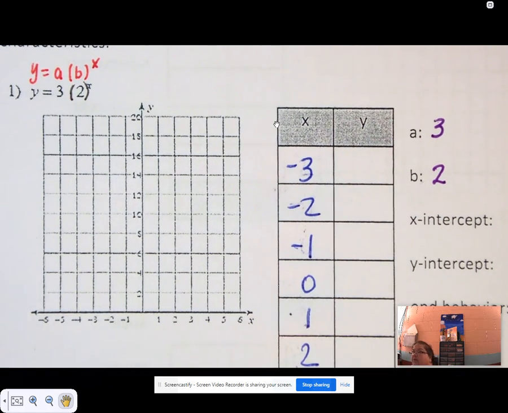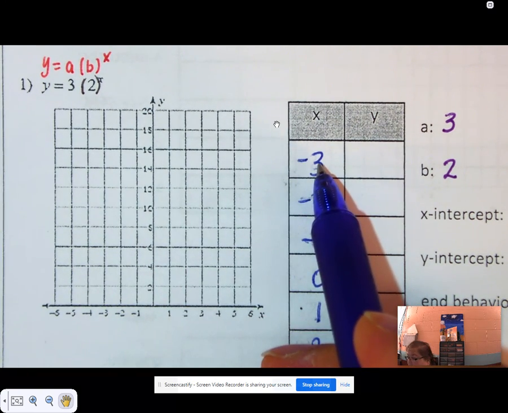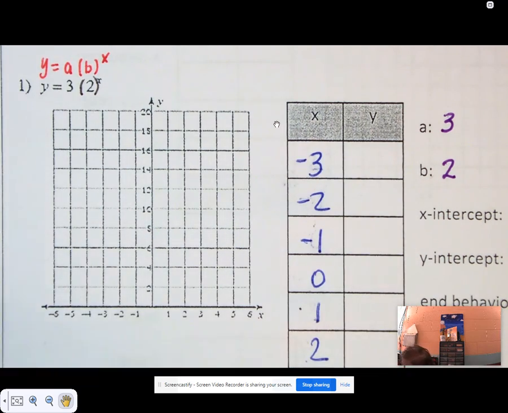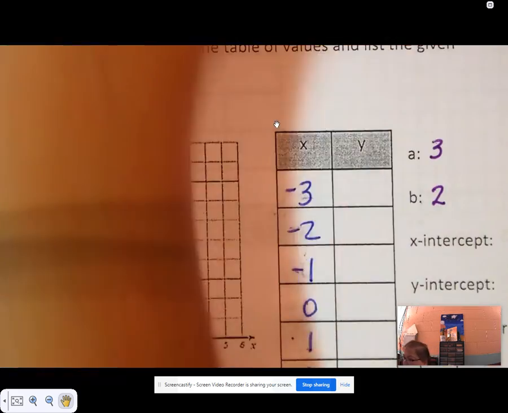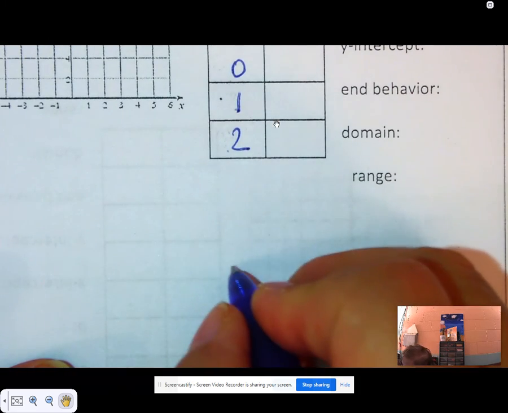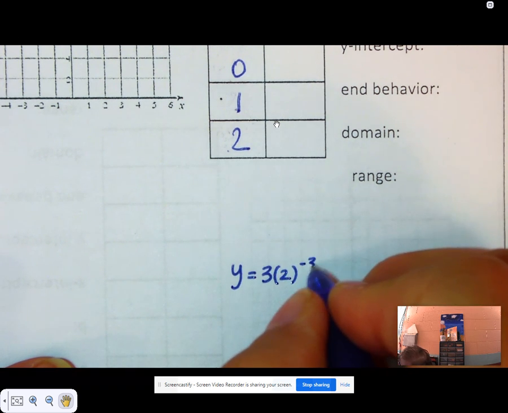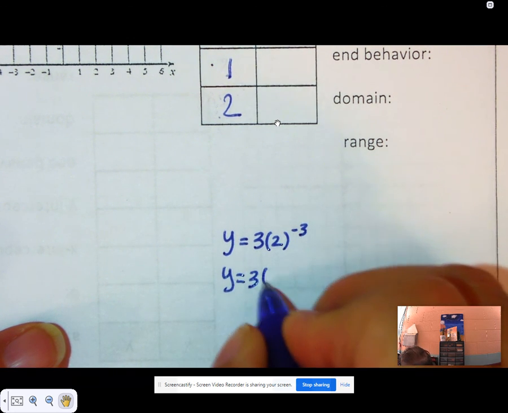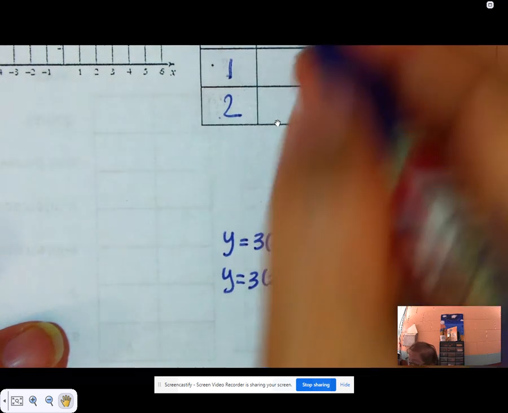Well, where there's an x, we're going to replace it here. So for the first one, it would be y equals... paper doesn't want to act right. Sorry about that. So I would do y equals 3 times 2 raised to the -3, and I would type that in my calculator. And then y equals 3 times 2 to the -2. We're going to get those answers and put them up here in the table.